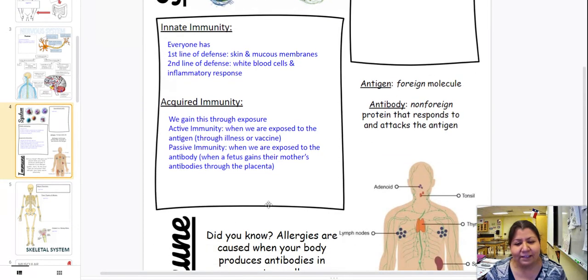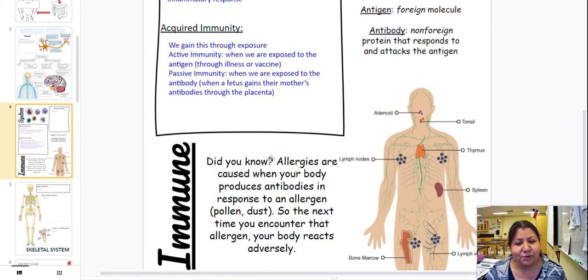I put a little interesting fact here about allergies. Allergies are essentially an inflammatory response that our body does when we come into contact with things that should be normal, like pollen, dust, dust mites. Our body doesn't know what to do with it, and it thinks that they're antigens, that they're foreign bodies, and so we have an inflammatory response.